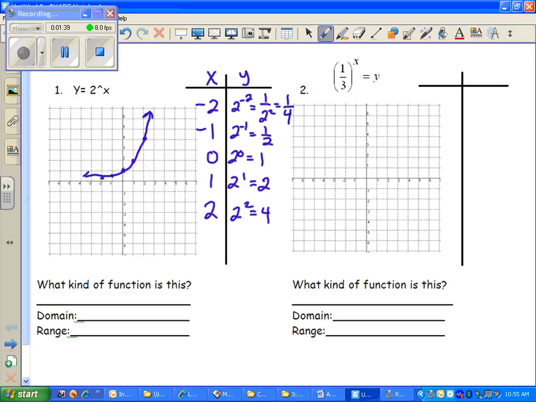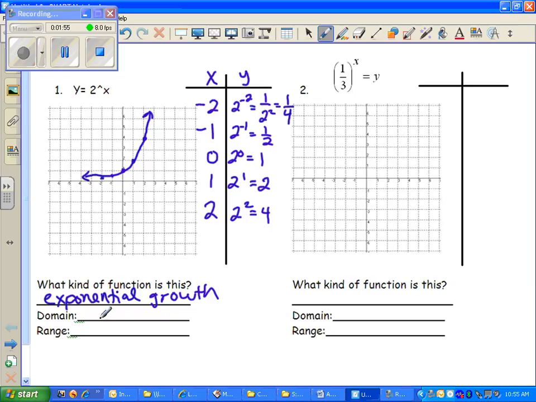For our graph, put arrows on it. This would be exponential growth, because as you go to the right, it's going up.